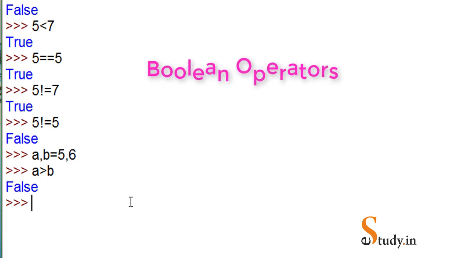Now we have Boolean operators. Let's see Boolean operators. We basically have true, and, or. They are called Boolean operators. If you've done any programming language earlier, like C, C++ or Java, in that also we have these logical operators and, or, and not. So in Python we have and, or. These are called logical operators in other languages, but in Python they are called Boolean operators. So let's see how the Boolean operators work.